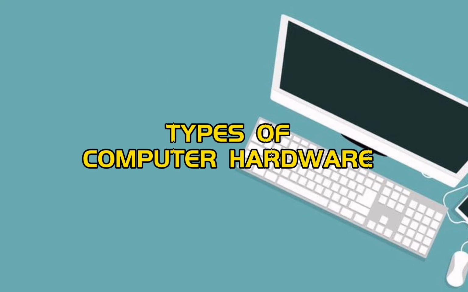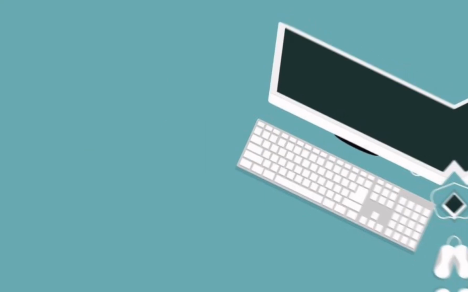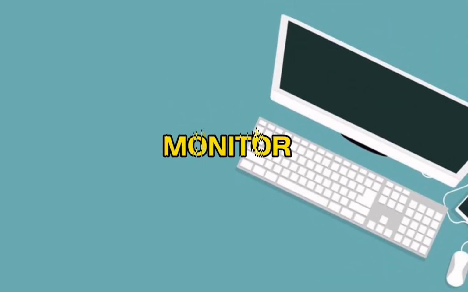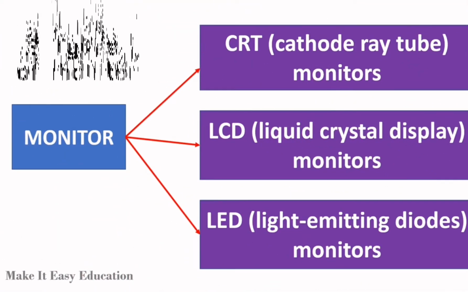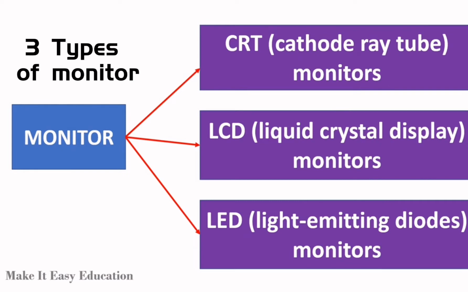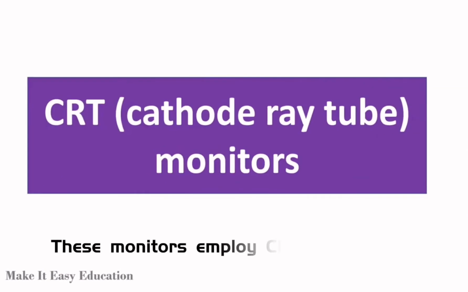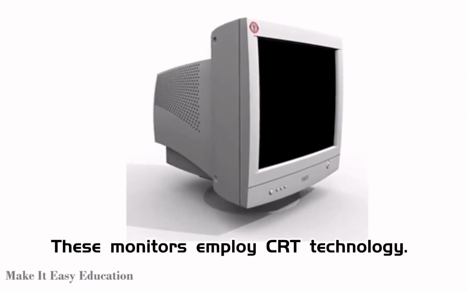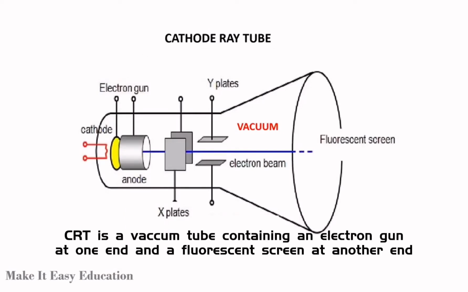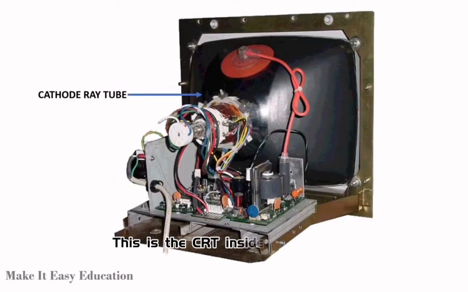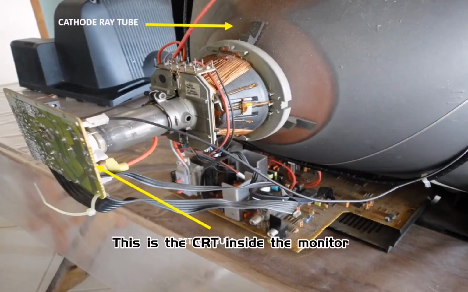Types of computer hardware. Monitor. There are 3 types of monitor: CRT, LCD, and LED. These monitors employ CRT technology. CRT is a vacuum tube containing an electron gun at one end and a fluorescent screen at the other end. This is the CRT inside the monitor.